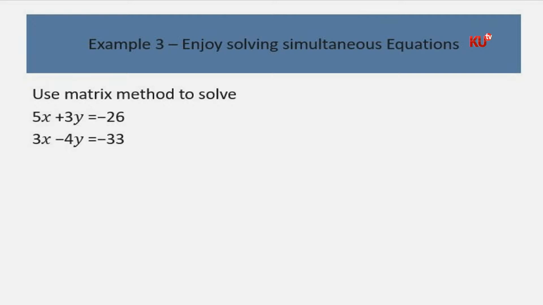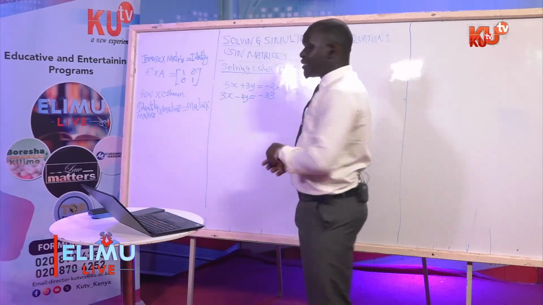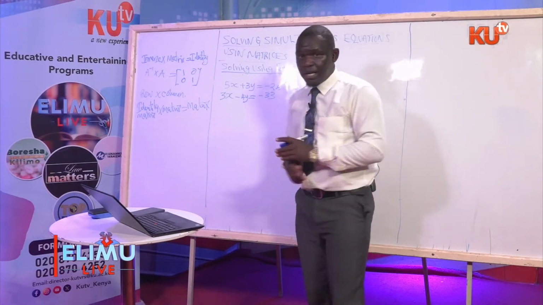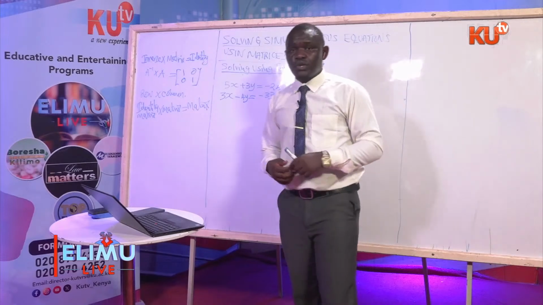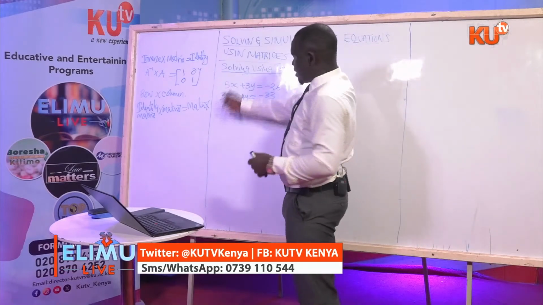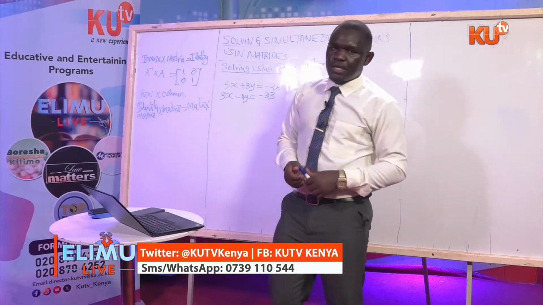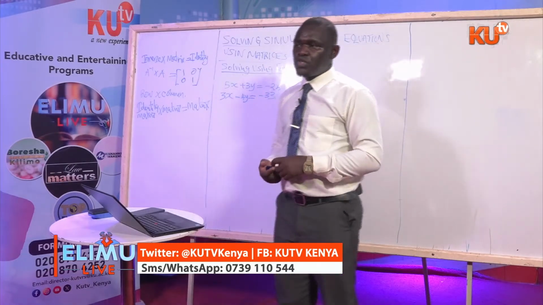Let's enjoy solving it, learners. Step number 1, cross-check your constants and see if the x's and the y's are in the same order, because sometimes you may find some equations they've interchanged. If I cross-check x, y, then constants, then step 1 has been met. I now go to step number 2.